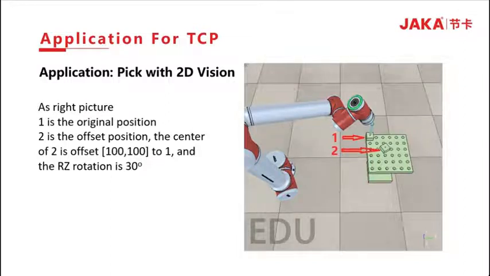Application: pick up with 2D vision. The first one is the original position of the product. The second one is the position moved. The second position is offset 100 mm each in the X and Y direction from the first position, and the RZ rotation is 30 degrees.